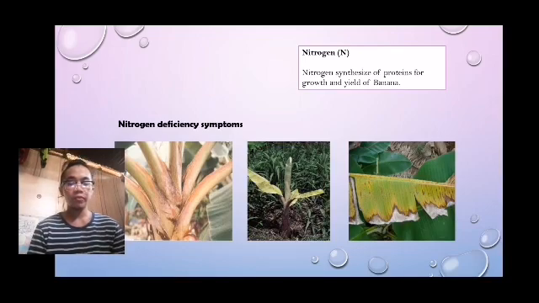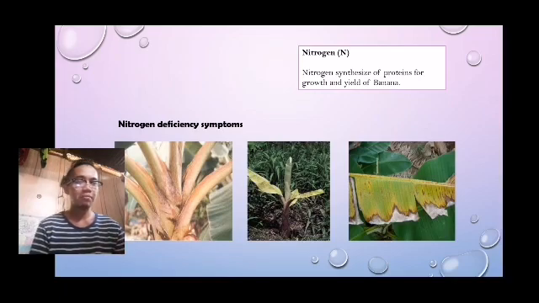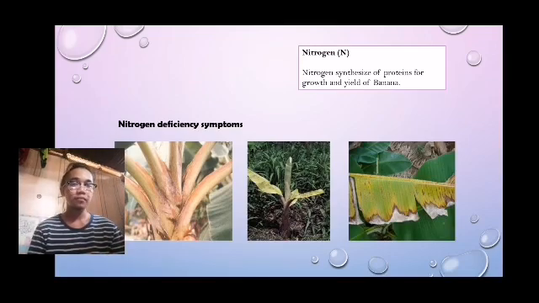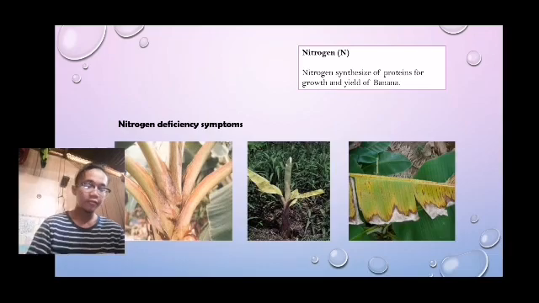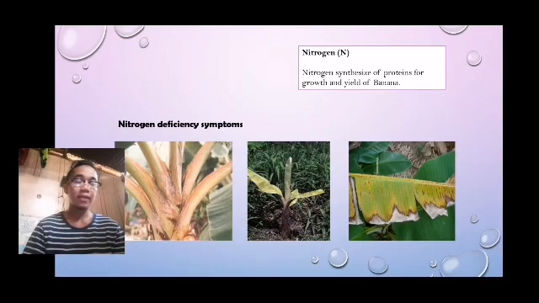So when you observe your banana plant, if you see that only 7 leaves are present, it is the sign of nitrogen deficiency. So like this picture shown, the first one, and the second one is the violet color. So you can also see it as a symptom of nitrogen deficiency. So severe scorching of banana laminae or the leaf.